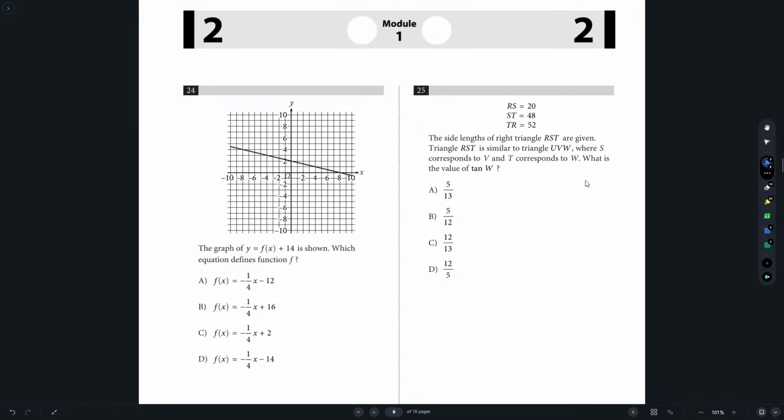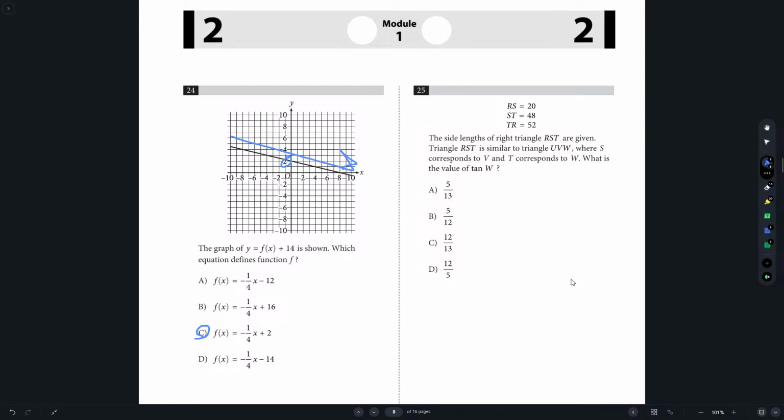The graph of y is equal to f of x plus 14, which equation defines the function? We see it has a negative slope, so nothing positive. Good, that looks right. It has a y-intercept at 0, 2. The only one that has that is C. Everything else is way too high.